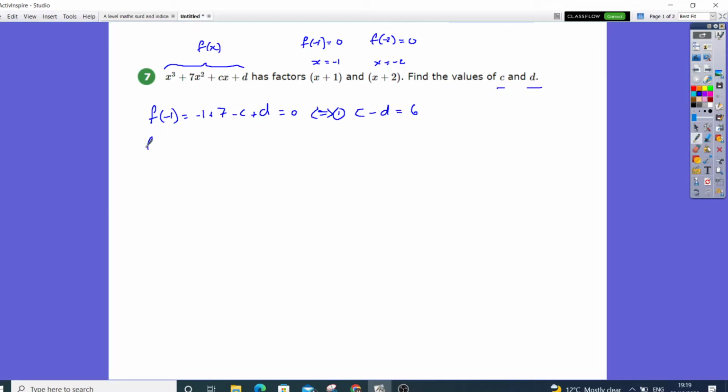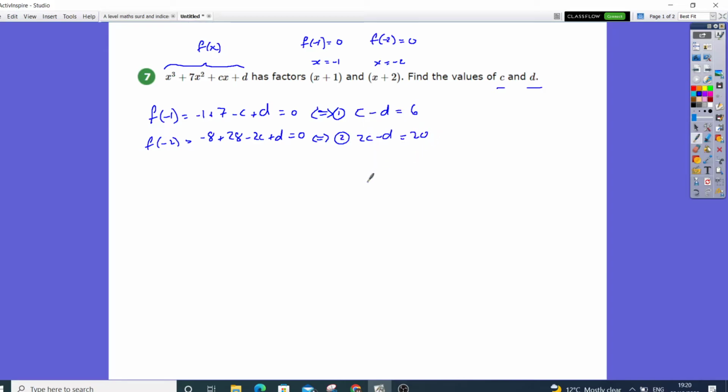So let's put the minus 2 through the function. We get minus 2 cubed is minus 8. Minus 2 squared is positive 4, times 7 is 28. That's going to give me minus 2c, and that's going to be just positive d. Again, that will equal 0 since it's a factor. And we'll get equation 2, where if we take this to the other side, we get 2c and minus d. So we took all the unknowns on that side. Minus 8 plus 28 is a positive 20.